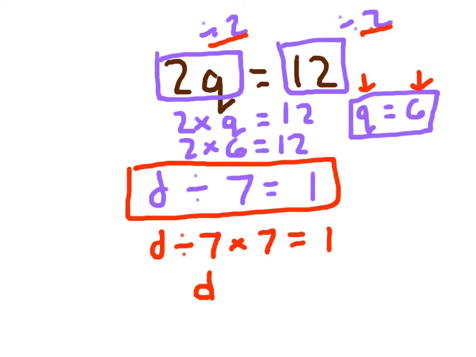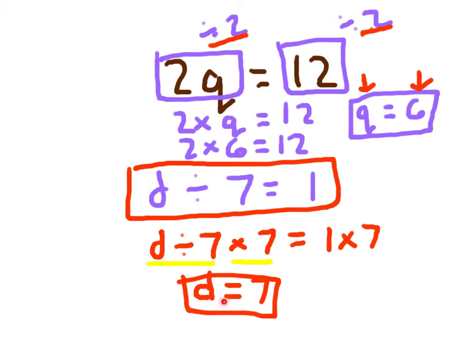And what did we do to that left-hand side of the equation? Originally we had d divided by 7. We multiplied by 7. So on the right-hand side of the equation, we also have to multiply by 7. So 1 times 7 is 7, and so d equals 7. We look at that again, plug it in. Does 7 divided by 7 equal 1? Yes.